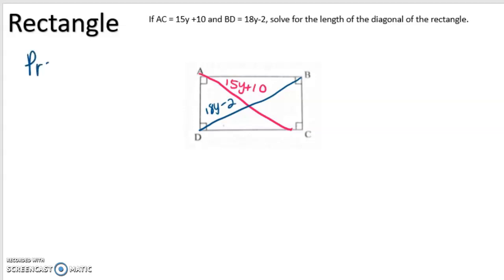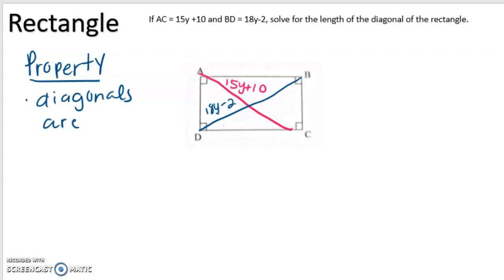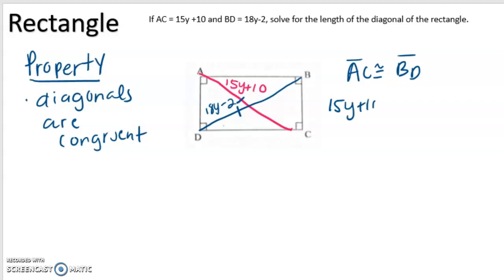So I've got two sets of diagonals. Think about what properties you need to know. The property for this one is that the diagonals of a rectangle are congruent. So if the diagonals are congruent, that means that 18y minus 2 is equal to 15y plus 10. AC is congruent to BD, which means that if I substitute the values in there and I want to solve for the length of the diagonal, I can set 15y plus 10 equal to 18y minus 2.